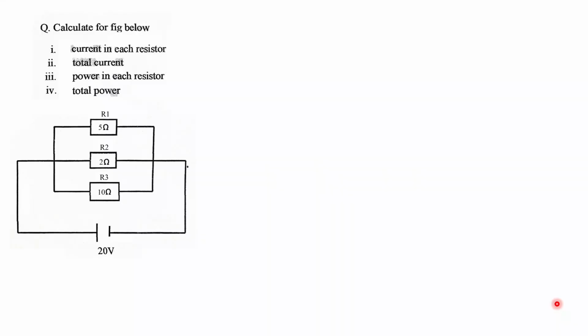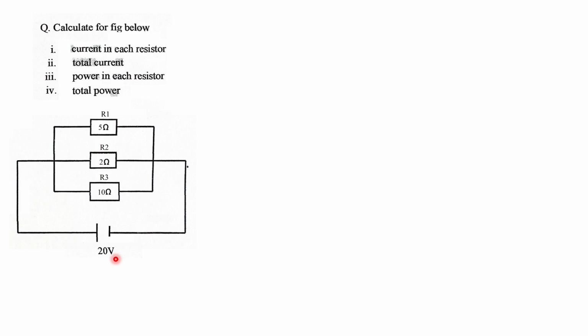So today we are going to solve this question. Calculate for the figure below: I, current in each resistor; II, total current; III, power in each resistor; and IV, total power. So that is the figure. The figure has R1, R2, R3 connected in parallel across a 20 volts supply. R1 is 5 ohms, R2 is 2 ohms, and R3 is 10 ohms, connected in parallel across a 20 volts supply.